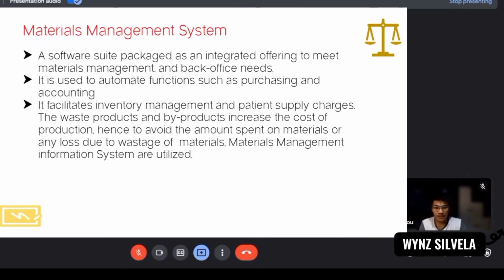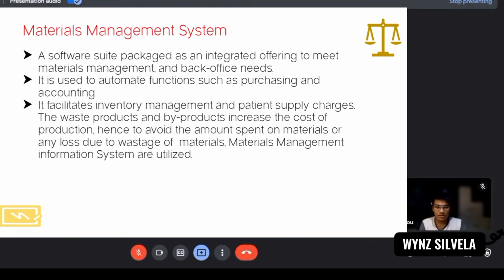So let us proceed with the next slide, and let us define what a material management system is. It is a software suite packaged as an integrated offering to meet materials management and back office needs. It is also used to automate functions such as purchasing and accounting, and it facilitates inventory management and patient supply charges.